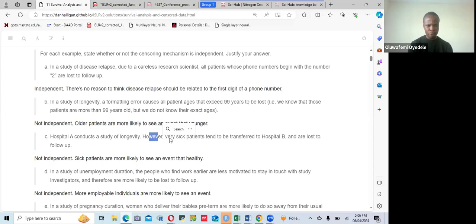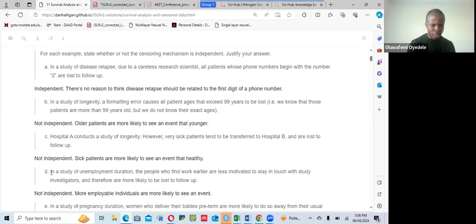So the next question, which is 1C, says hospital A conducts a study of longevity. However, very sick patients tend to be transferred to hospital B and are lost to follow up. So we can also see that this is not independent, because sick patients are more likely to see an event than healthy patients. Once we fall sick, anything could happen, we could lose that person, whereas someone healthy is sound and fit.